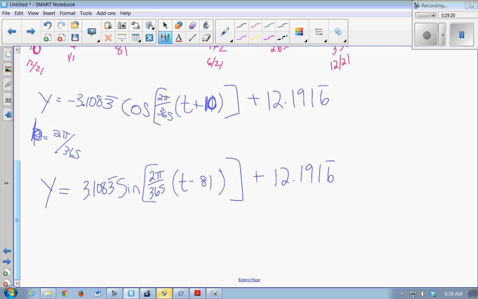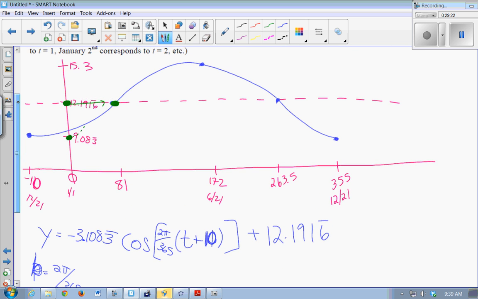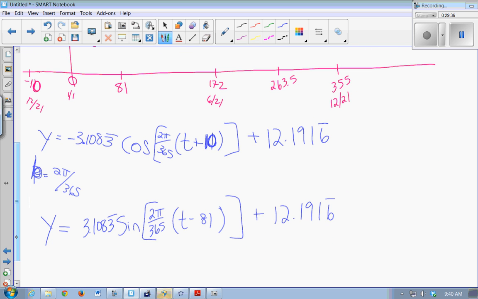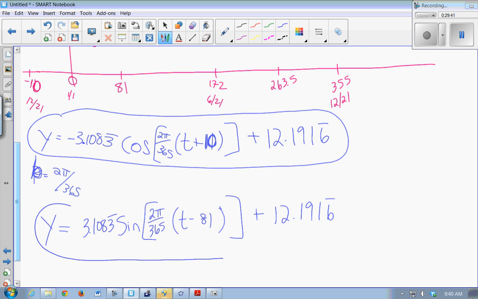All right, and should it be positive or negative, my sine function? Positive, yeah, because I'm starting at the midline and heading up, which means positive. If we started at the midline and headed down, it would be negative. Okay, so we have a cosine function and a sine function that represent the same graph, the same phenomenon.